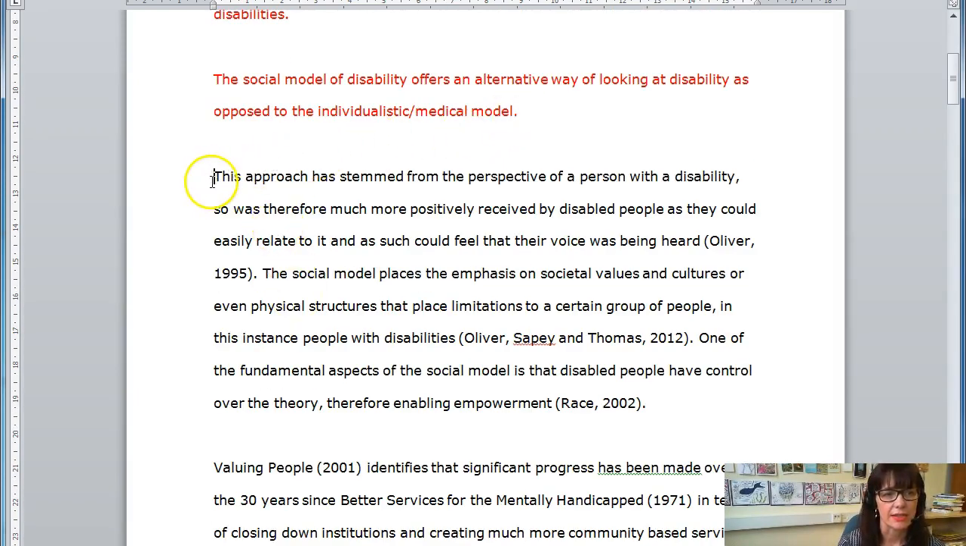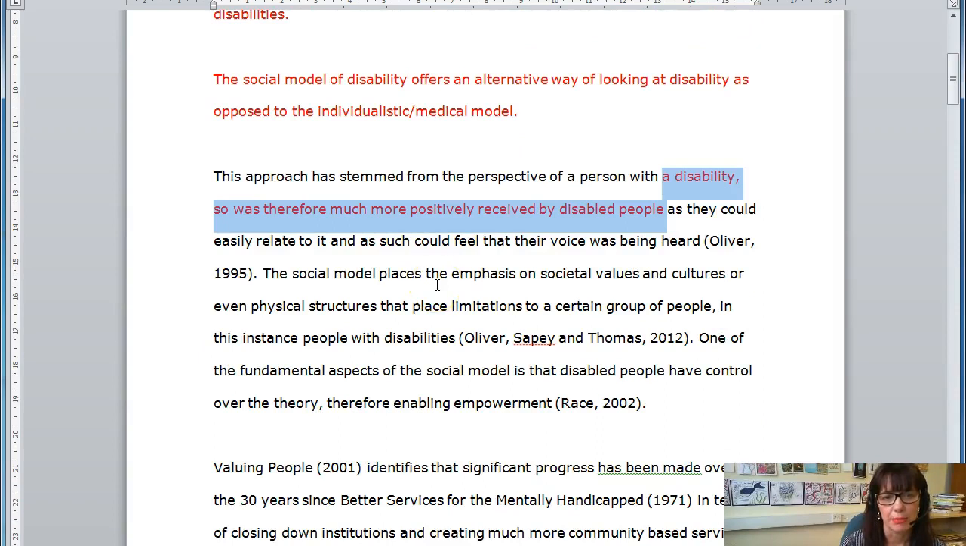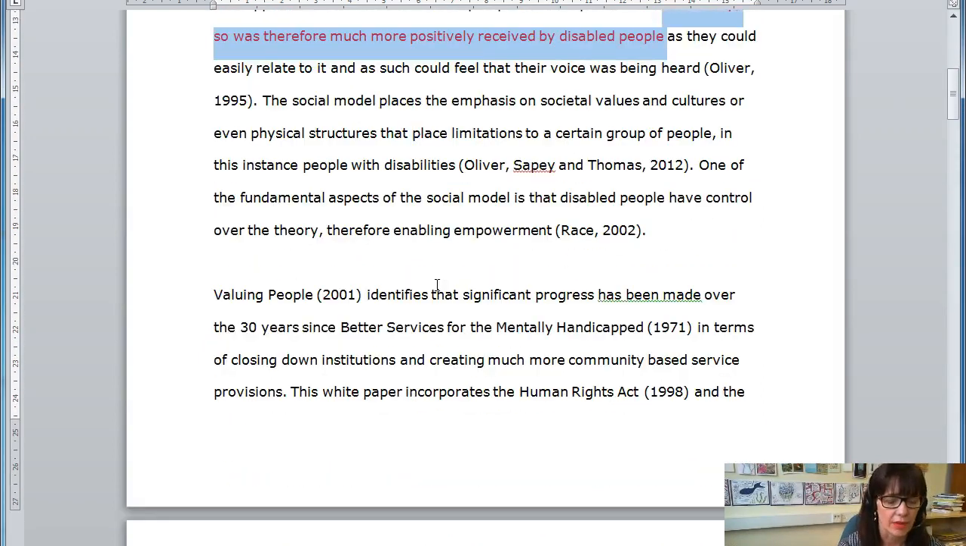So here, I've just taken this, so it says this approach has stemmed from the perspective of a person with a disability. So at that point, I'm not sure which approach it is, whether that's the social model or the medical model. And we introduced here social model placed emphasis on societal values and cultures. Yeah. So the thing I think that we're perhaps just missing at the start is identifying where that is with a learning disability. So rather than generic terms of disabled people, because we're looking particularly at learning disabilities, perhaps offering the definitions of that, how that's constructed within these two different models, setting the basis, the context, situating your argument is probably the thing to do at the start.